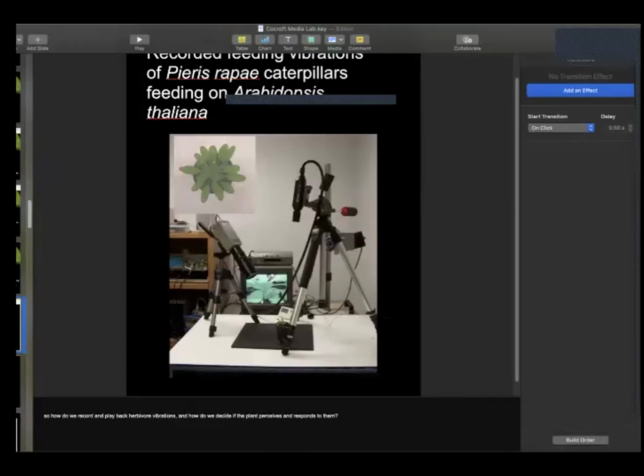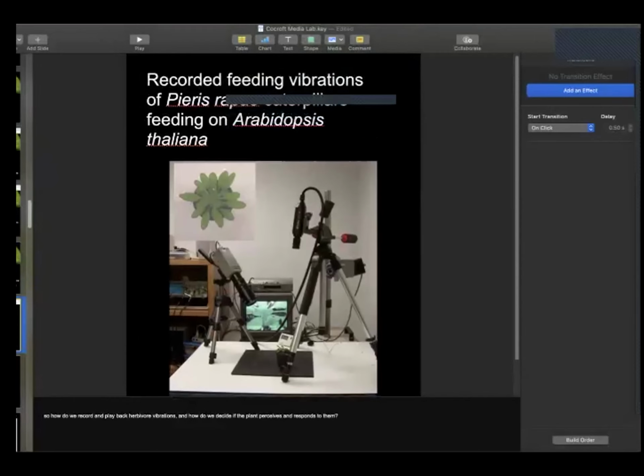So we got out a trusty laser vibrometer, one of the vibrometers from my lab, and we recorded the leaf vibrations that occur when a caterpillar is feeding on a leaf.